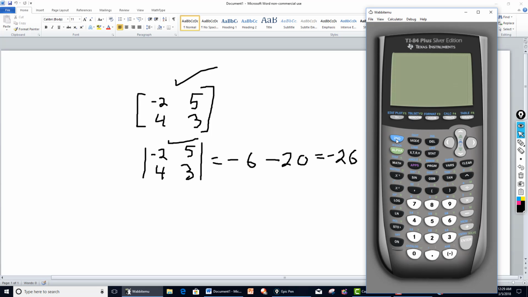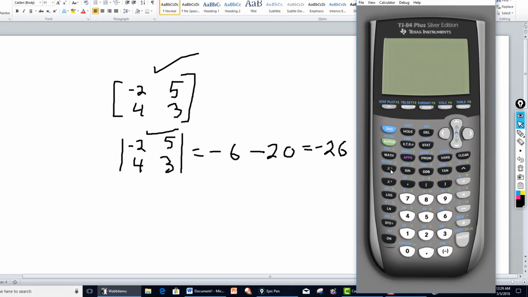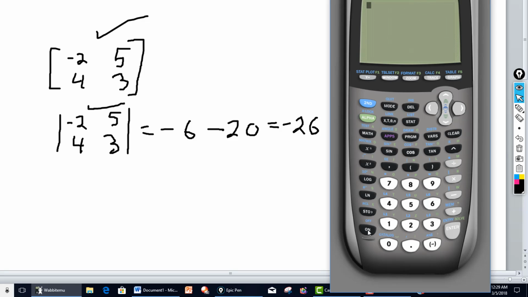So we go to second and then matrix. Okay, so I'm hitting the key with the x to the negative 1. So I'm accessing the key in blue there. Turn my calculator on first. Okay, do it again, second, and here we have it. So then I go to the next column to math, and there's determinant. Okay, so I hit 1, or since it's already highlighted, I just hit enter.